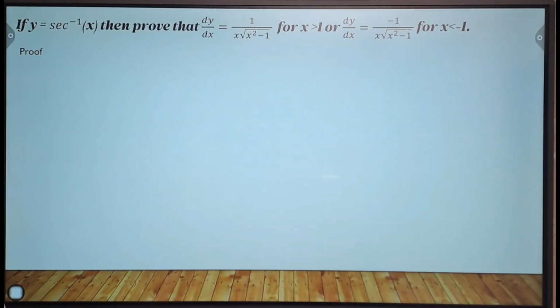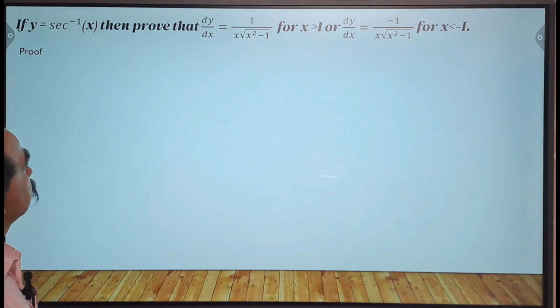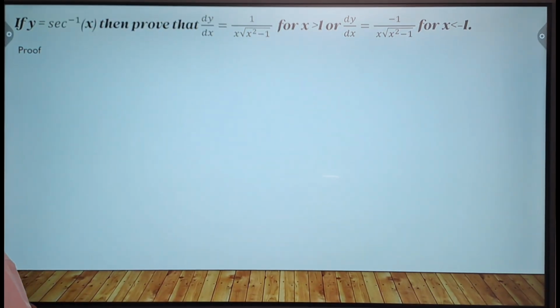If y is sec inverse x, then prove that dy by dx is 1 upon x root x square minus 1 for x greater than 1, or dy by dx is minus 1 upon x root x square minus 1 for x less than minus 1. See the proof.